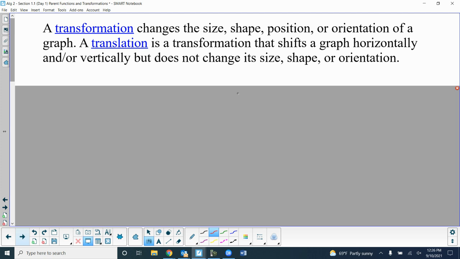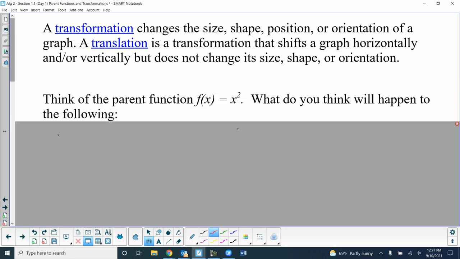All right, a transformation changes the size, shape, position, or orientation of a graph. So that's what we're looking at, transformations. It just changes the look of it a little bit. A translation is a type of transformation that shifts the graph horizontally or vertically, but does not change its size, shape, or orientation. So it only moves it up or down or right and left on a translation. You guys have these, I think, in Algebra 1.